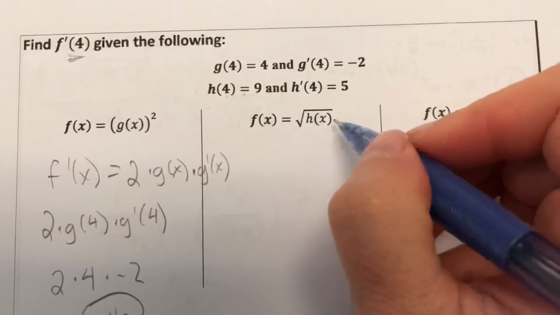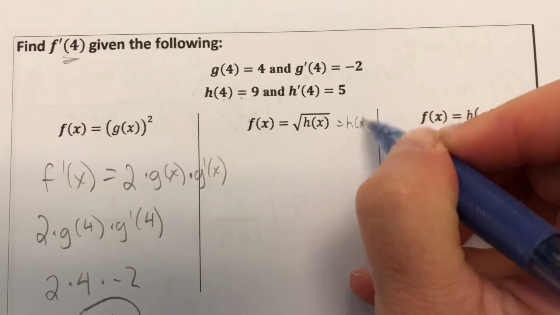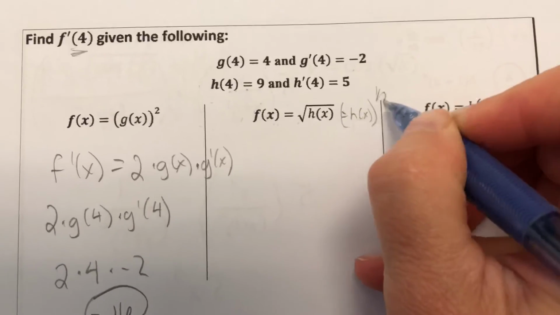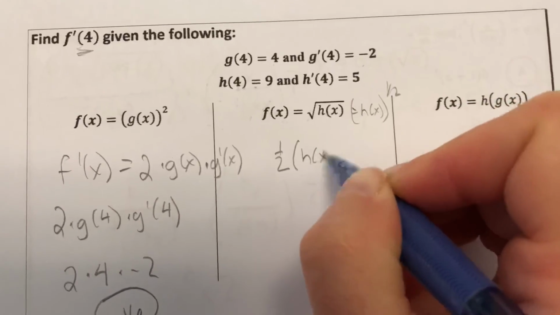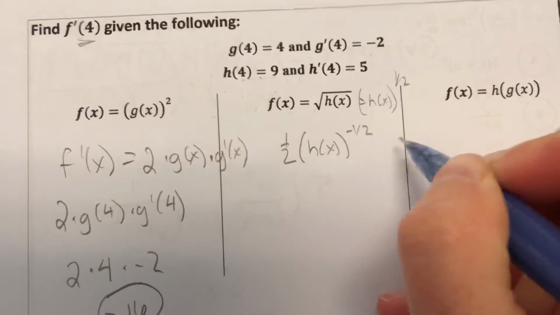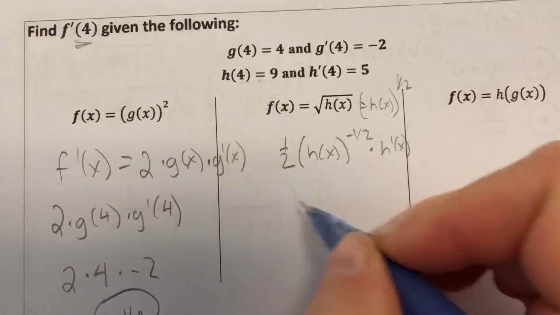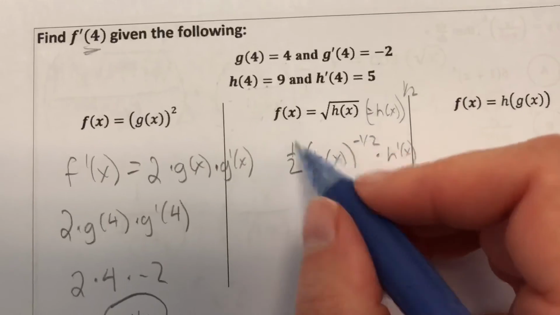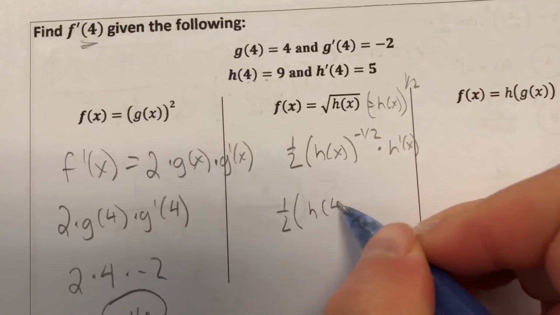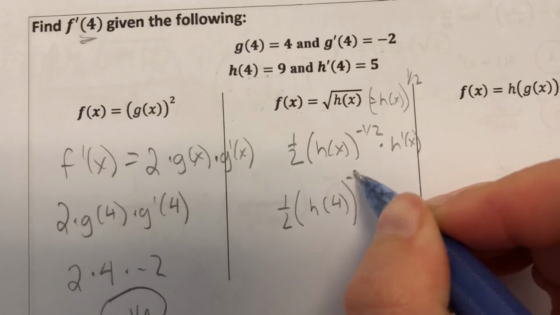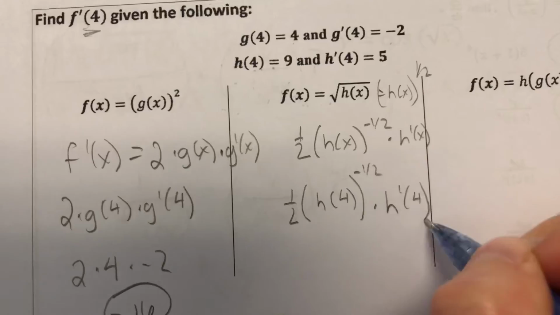Now let's look at this one. So here our outside function is a square root, which, remember, is really just a 1/2 power. So we're going to bring the 1/2 down, subtract 1 from the power, and then multiply by the derivative of the inside. So now you have to plug 4 in. So 1/2 times h of 4 to the negative 1/2 times h prime of 4.